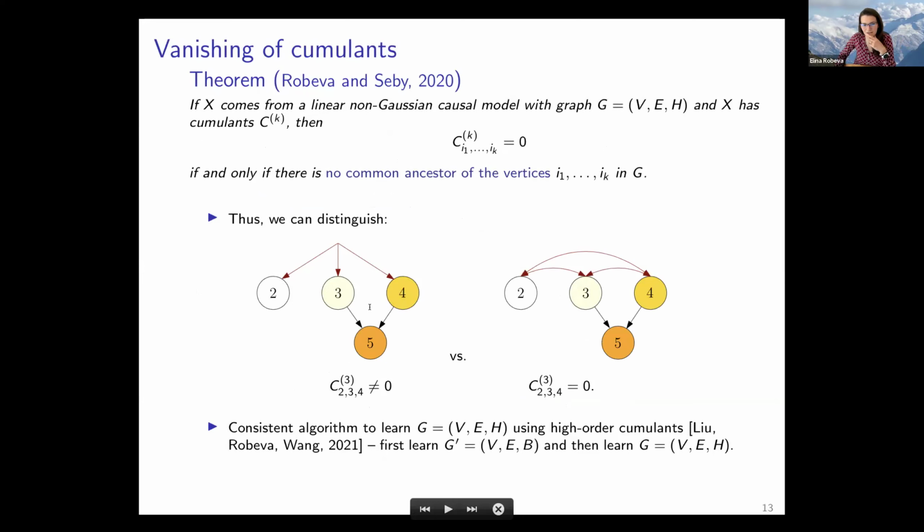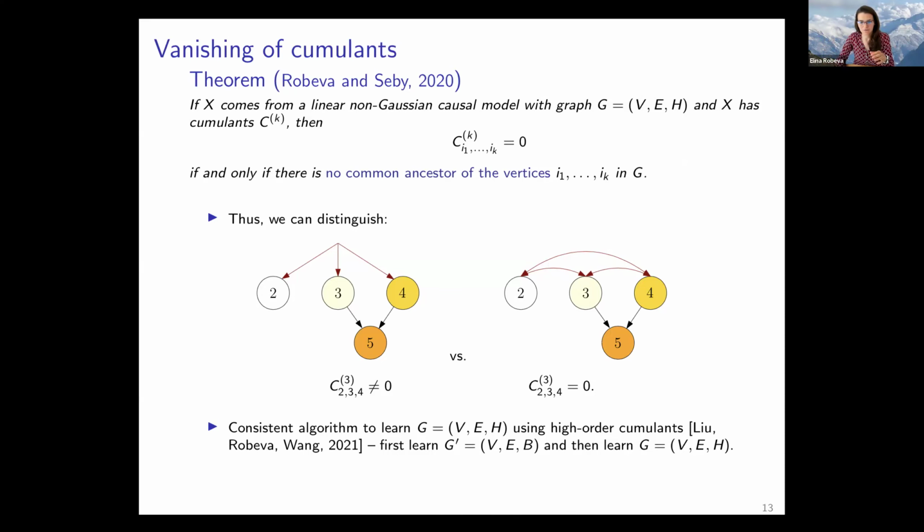Okay, so in this setting, the third cumulant of 2, 3, 4 will be non-zero. But in this setting, the third cumulant of 2, 3, 4 will be 0 because they don't have a common ancestor. And so what we can do is we can build on the algorithms that already exist, which learn a graph with bidirected edges, and just sort of correct them to say, oh, by the way, this is not 3 bidirected edges, but it's 1 3-directed edge instead. Okay, so this is a very simple way that we can use algebra.